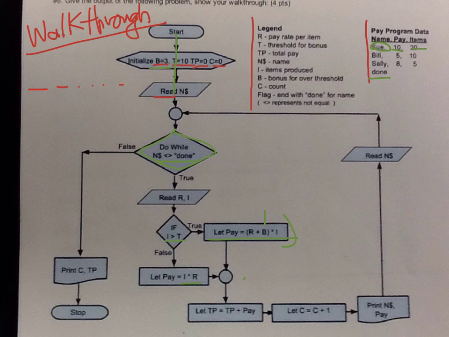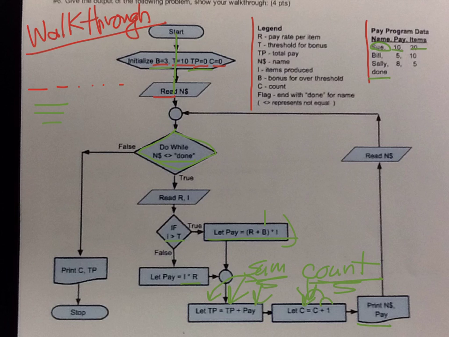Then when it gets here, total pay was 0. And then we're going to take pay, add it to total pay, and store it in total pay. So total pay is going to grow as we go along. I'll show you that in a minute. Here, C was 0, add 1 to C, store it in C, so this is actually going to count every time you go by it. And this is going to do a sum of the total pay every time you go by it.